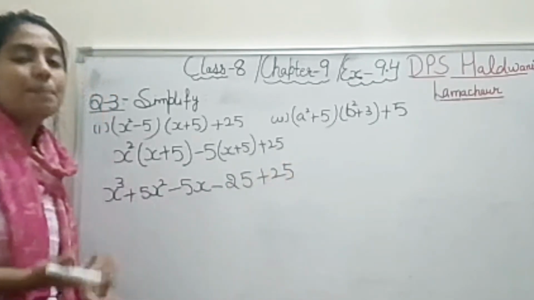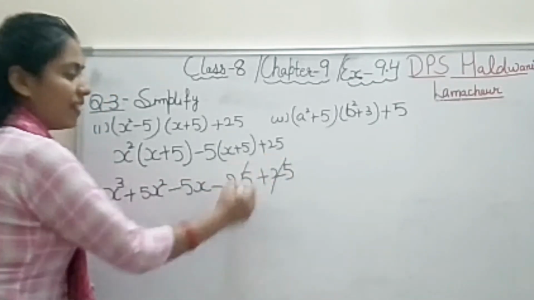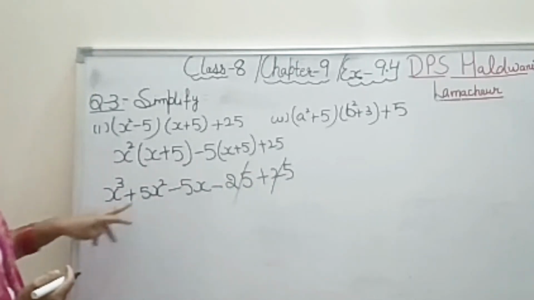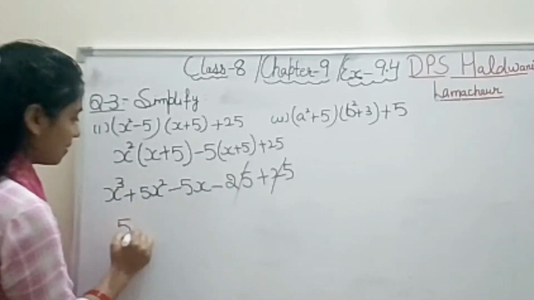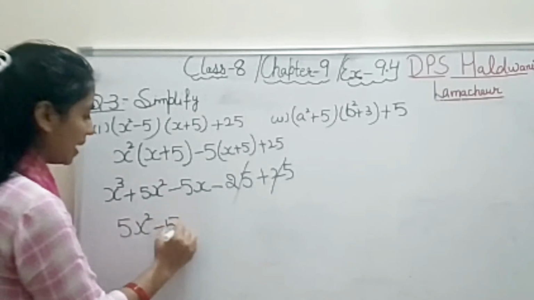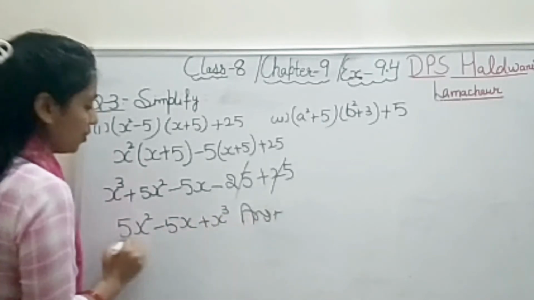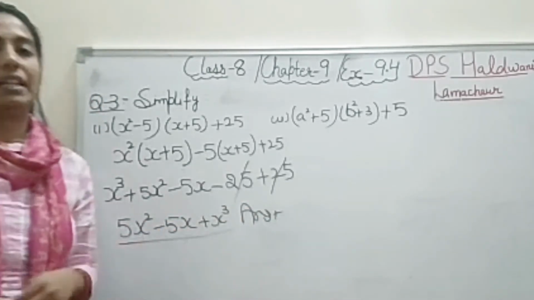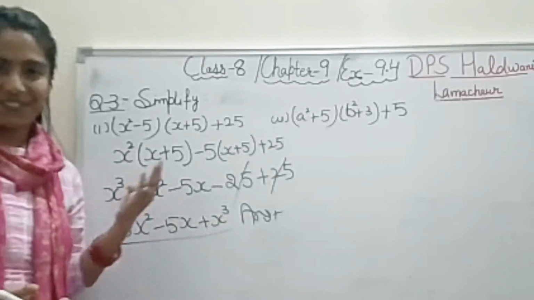Now student, simplify, solve it. Plus 25 minus 25 cancel. Now here no terms are the same, so it is 5x square minus 5x plus x cube. So your choice in which form you will write the answer. So this is the first part.